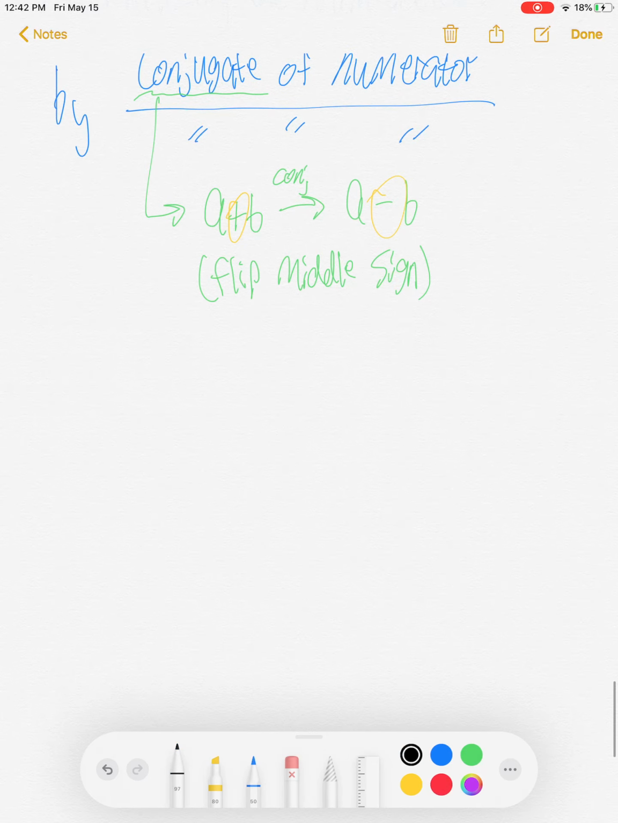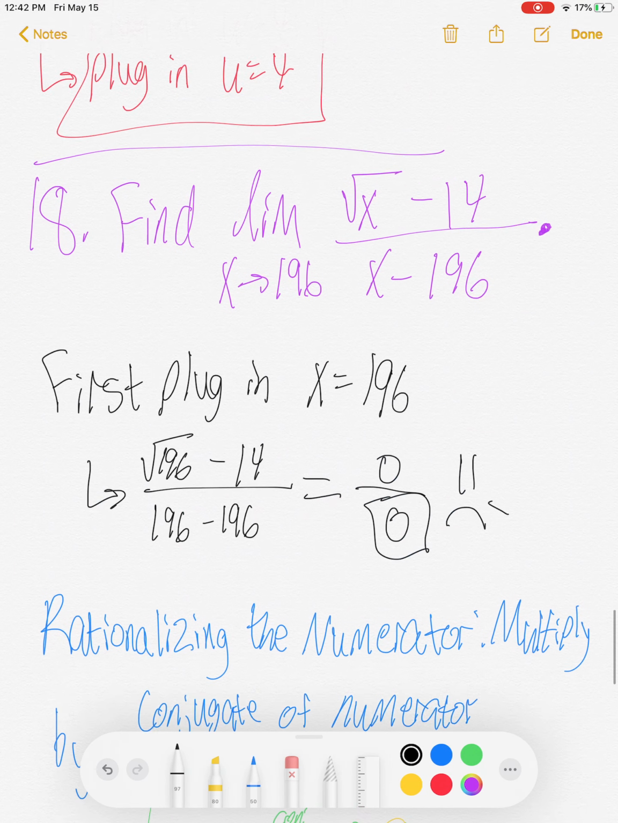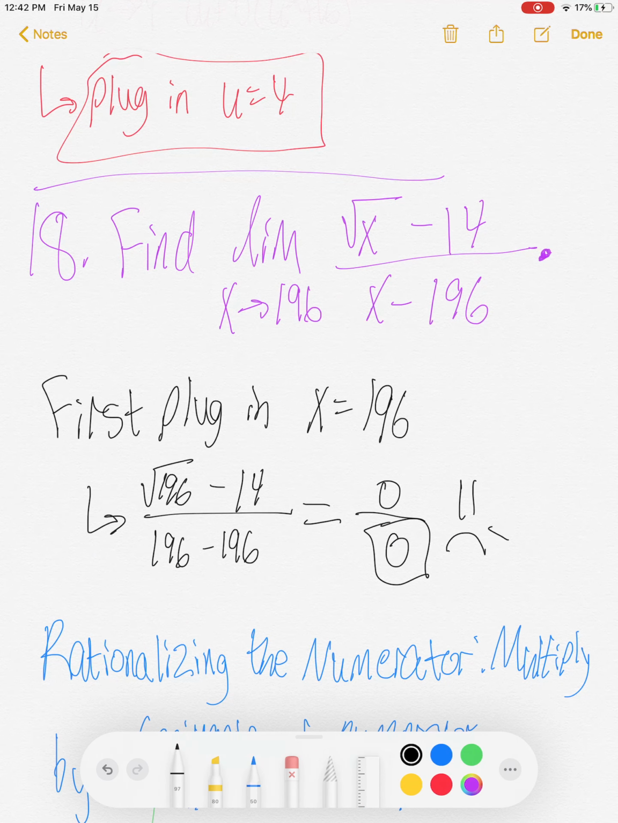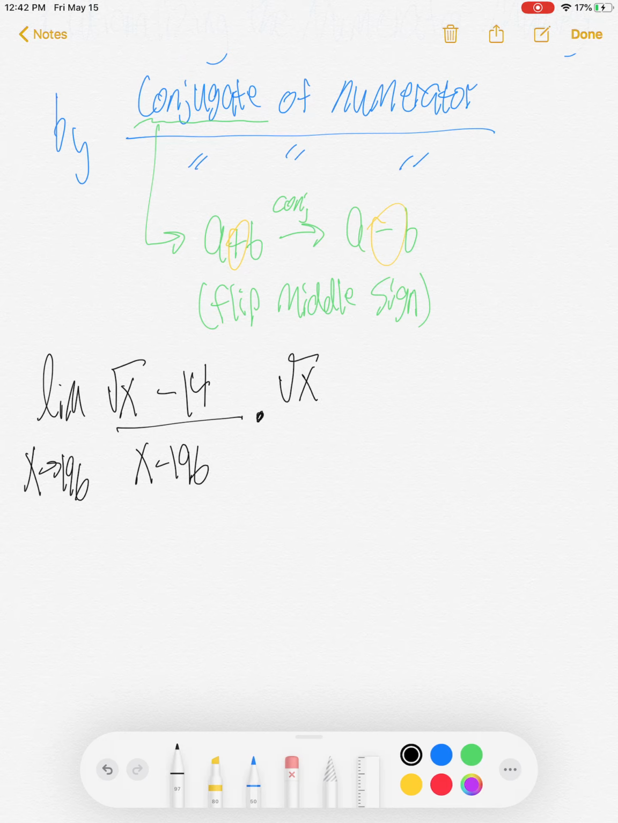So in this case, let's look at what we're doing. We're looking at the limit as x goes to 196 of root x minus 14 over x minus 196, and we are multiplying this by the conjugate of our numerator. The conjugate is going to be root x plus 14. Again, we're just going to flip this sign. So root x plus 14 over root x plus 14.